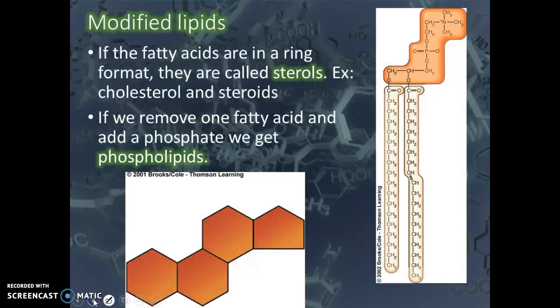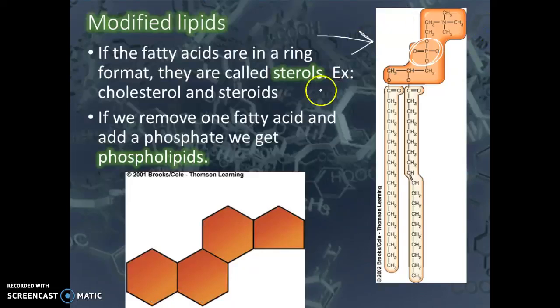Sad day. Okay. So one thing we can do to make a lipid partially hydrophilic is we take off one of the fatty acids and add a phosphate group, right? See, here's our phosphate group, and it's attached to some other stuff, but this makes a phospholipid, and that's what all of our cell membranes are made of. So this is going to be a really important compound for our class once we get into cell membrane structure.